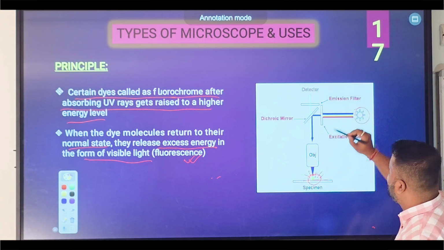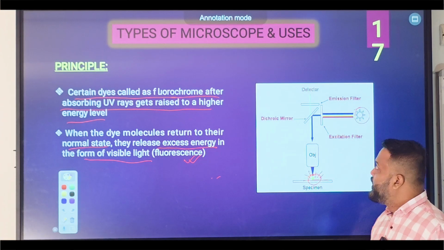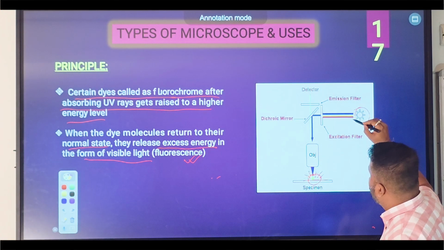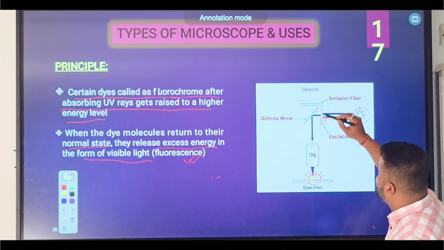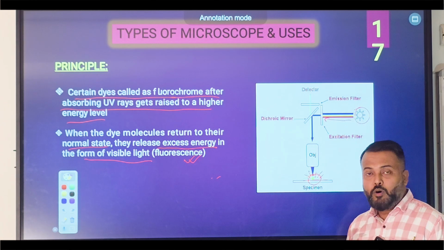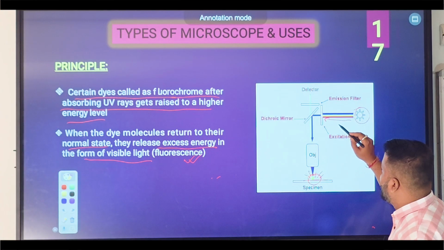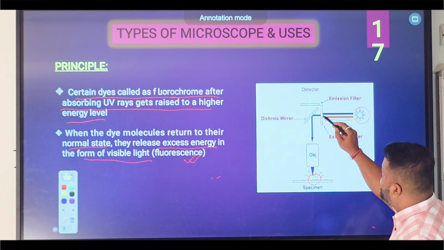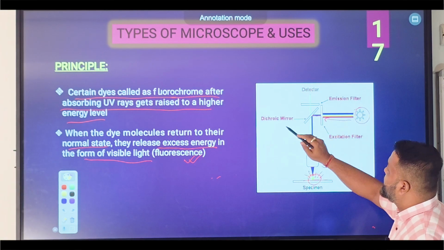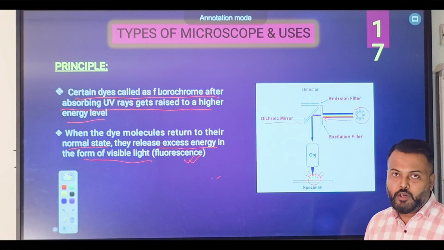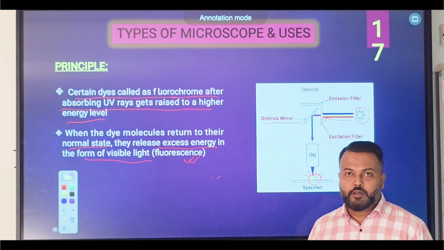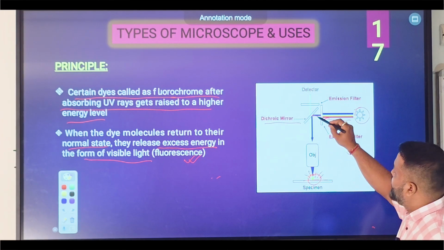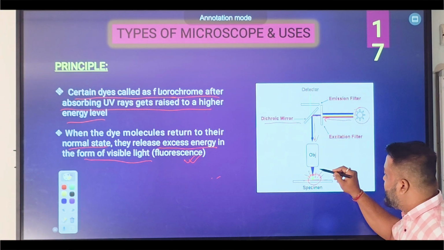This is the illumination source of the microscope. From this illumination source, the light rays will fall on this excitation filter. The excitation filter will select the exciting light, which will pass through and reach a mirror called the dichromic mirror. Now what is the role of this dichromic mirror? It will reflect certain kinds of excited light towards the specimen.